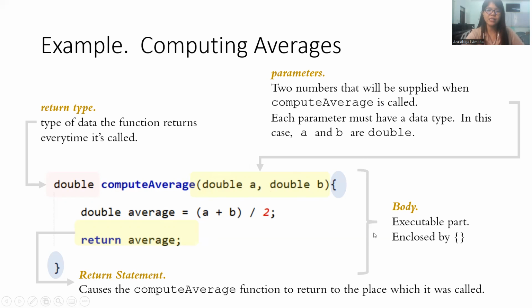Inside your function, you have your function body, which refers to the executable part of the function. So we have compute average, and now we will define what it will do. How can you compute the average? You simply take the sum and divide it by 2. And then we also have the return statement, which causes the compute average function to return to the place from which it was called.